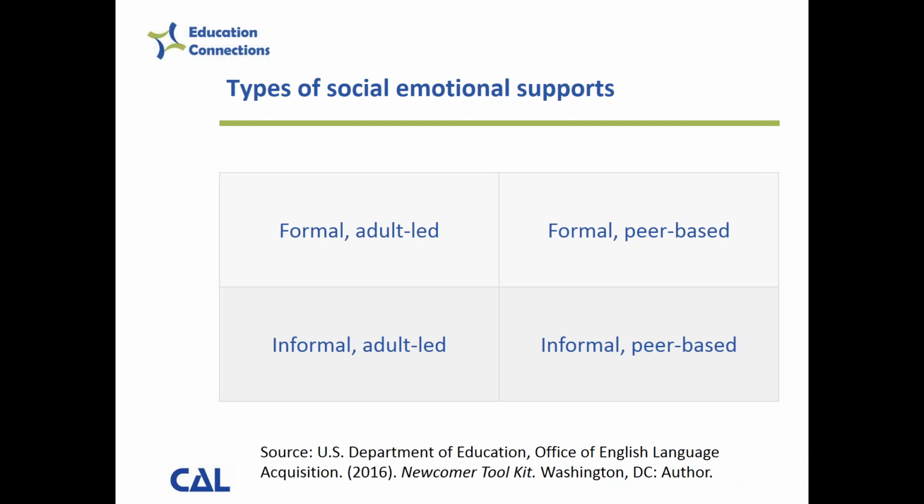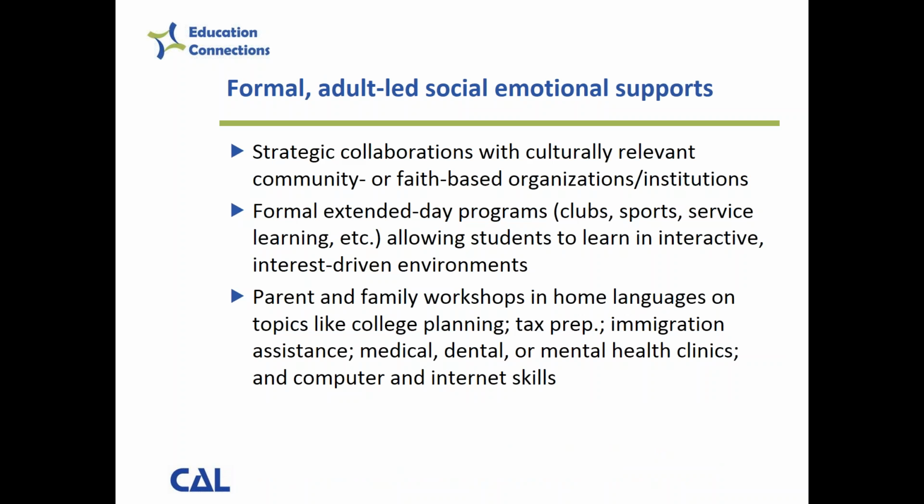In 2016, the U.S. Department of Education published a pamphlet called The Newcomer Toolkit. And in that toolkit, they identified four types of emotional supports. And they divided these supports into a formal category and an informal category. Let's look first at the formal category, the adult-led formal category of providing social-emotional supports.